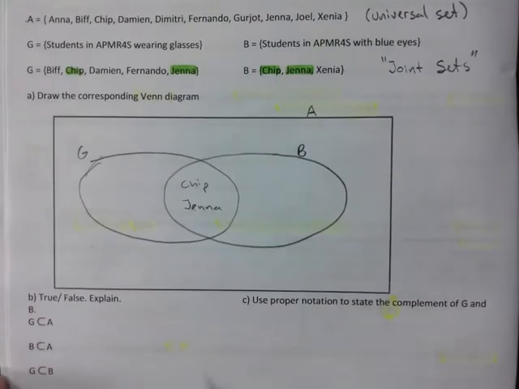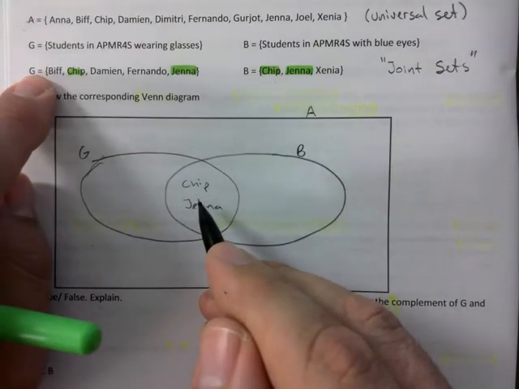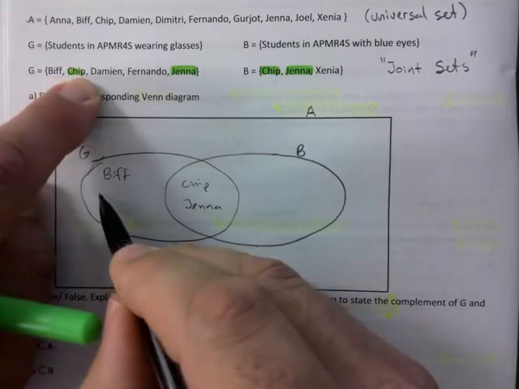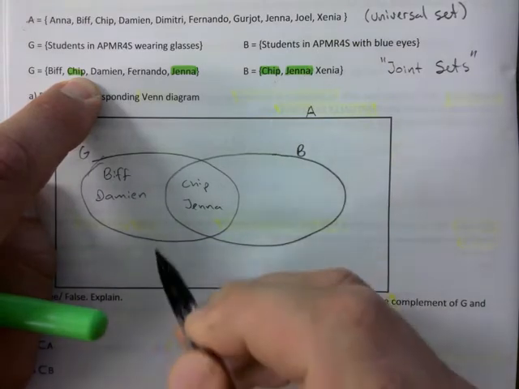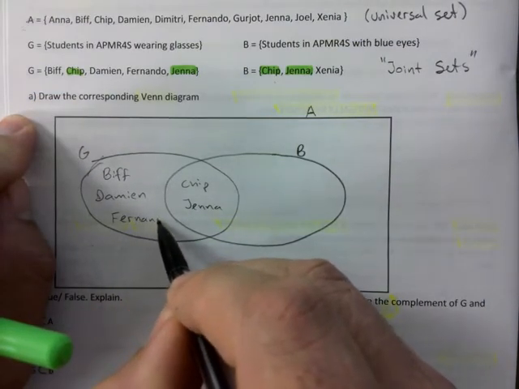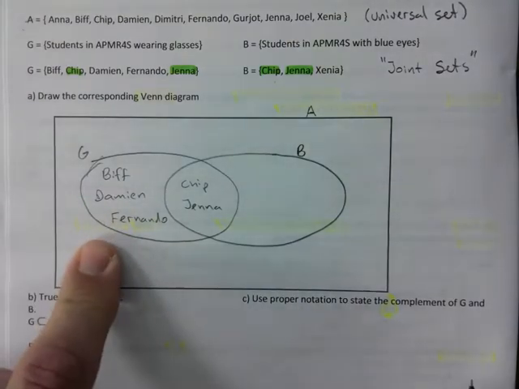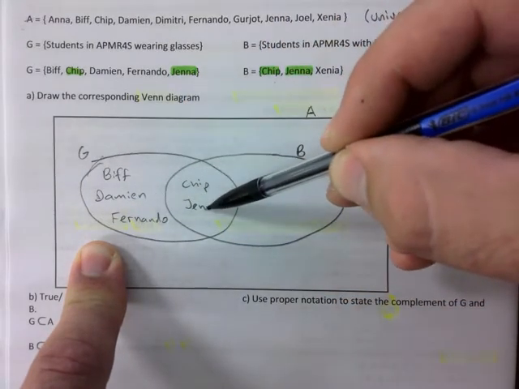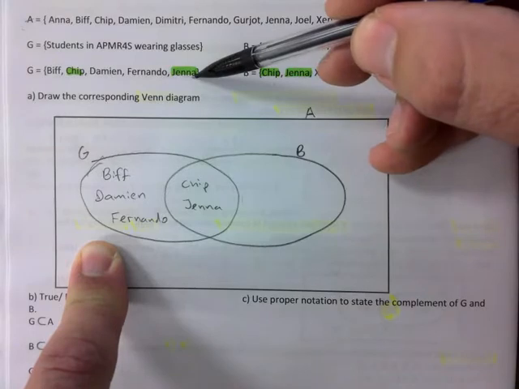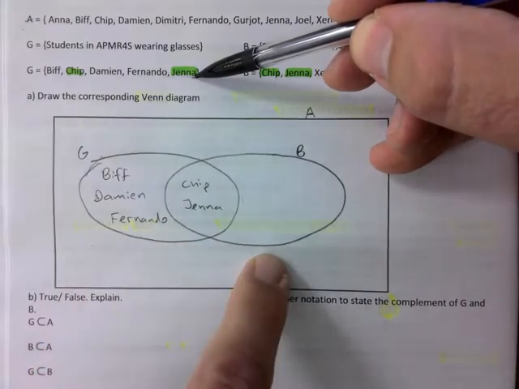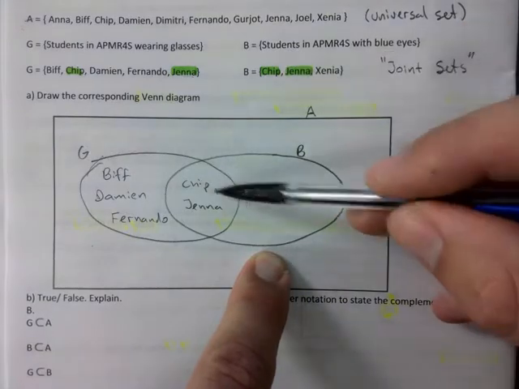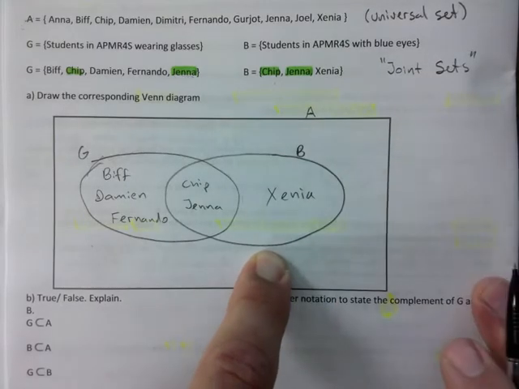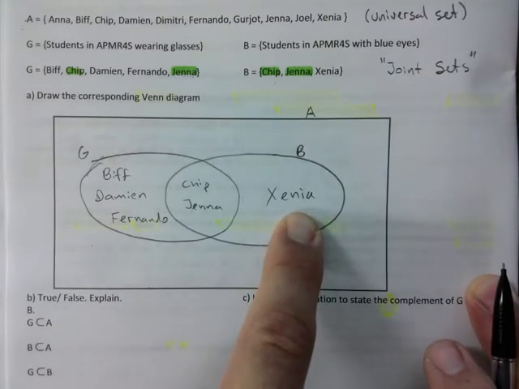So Chip and Jenna are there. So I'm going to go to G. What have I not used yet, right? So you got to go Biff. You love those names, don't you? Damien and Fernando. Okay. So when you look at G though, just focus on the circle for G. You have 1, 2, 3, 4, 5 elements in there, and there are 5 elements, so check. I did that right. Then you go over to set B. Chip and Jenna are already part of it, see? So all you need to add here is Xenia, right? So you've got it all.